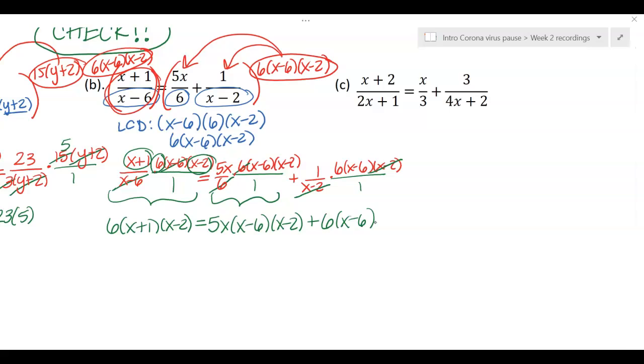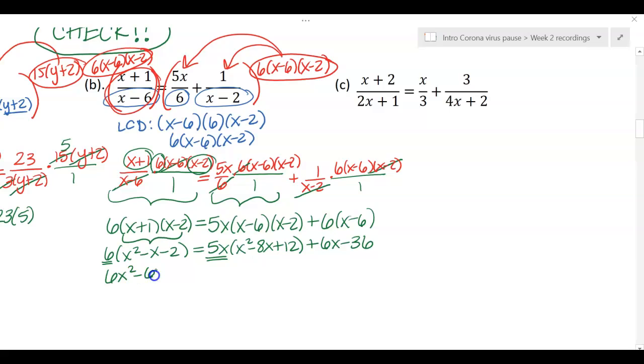This is still a little complicated because there are a lot more things multiplying together. So I'm going to multiply together each of the things that are going to make a quadratic first. And if you struggle with multiplying these things together, again, pause the video. Make sure you multiply them correctly and that you're getting the same things that I'm getting here. Go. And now I'm still going to distribute this 6 to those terms and this 5x here. So I'm going to have 6x squared minus 6x minus 12 equals 5x cubed minus 40x squared plus 60x plus 6x minus 36.